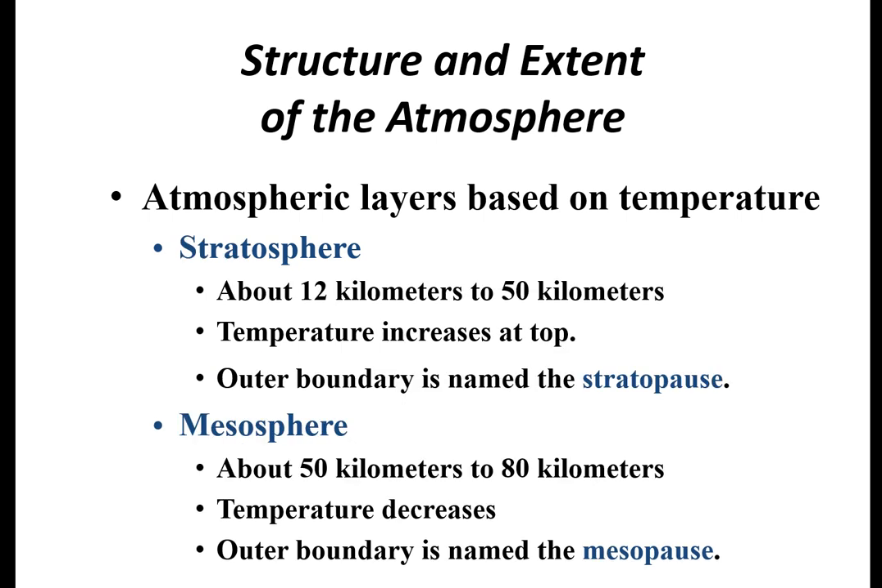Going to the next layer up, we go to the stratosphere. It's about 12 to 50 kilometers up. Temperature increases at the top of it because of the ozone layer. And the outer boundary is called the stratopause. In the mesosphere above that, it goes 50 to 80 kilometers up. Temperature again starts to decrease because of the lack of ozone. And the outer boundary of this is called the mesopause.